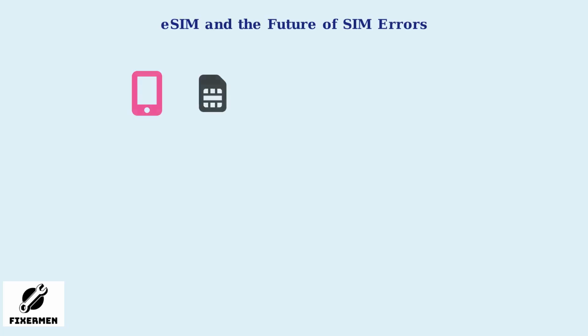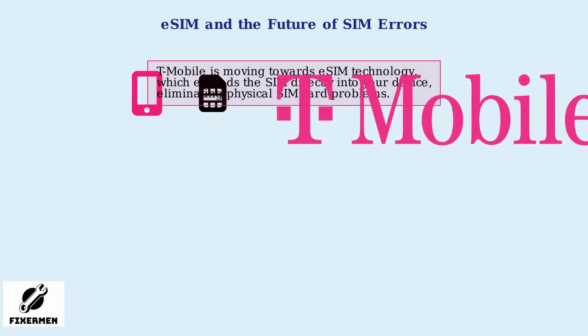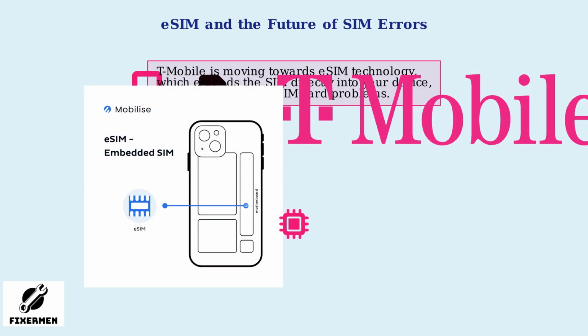T-Mobile is increasingly adopting eSIM technology, which embeds the SIM card directly into your device, reducing physical SIM-related problems like damage or loss. eSIMs are digital SIMs built into the device hardware, unlike traditional physical cards that need to be inserted. This technology is becoming standard in modern smartphones.